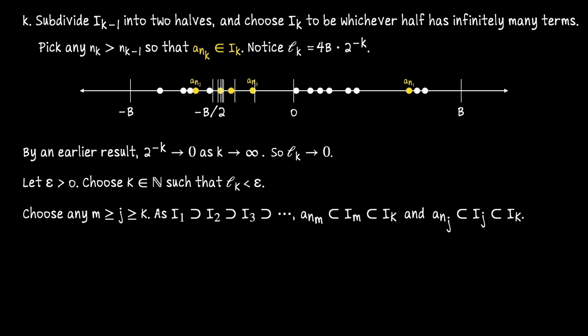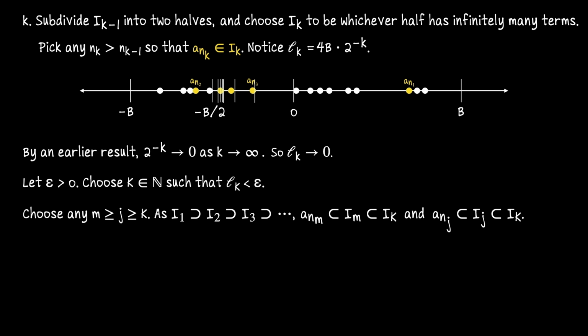I haven't explicitly said this yet, but you probably noticed it. The way that we constructed our intervals, they are nested. Therefore, when we look at these subsequence terms corresponding to m and j, we can say that if a sub n sub m is in the mth interval I sub m, then it also belongs to the kth interval I sub k. And likewise, a sub n sub j, by belonging to the jth interval I sub j, also belongs to the larger enclosing interval I sub k. And that's because m and j are further out than k, so we've gotten to them through the subdividing process.